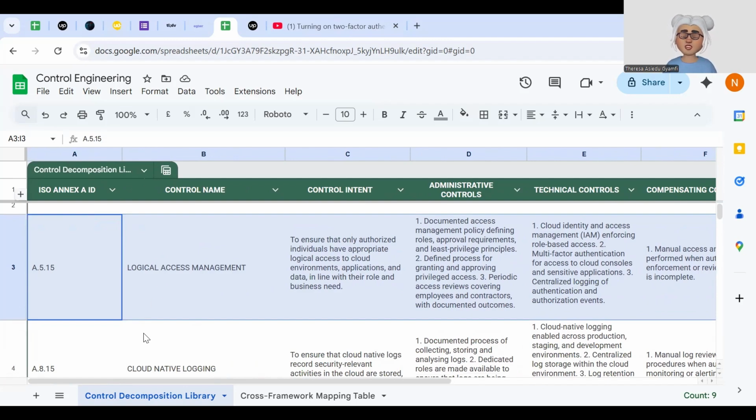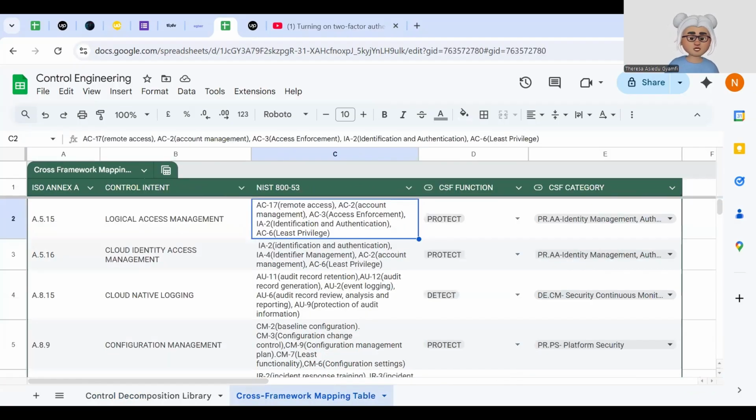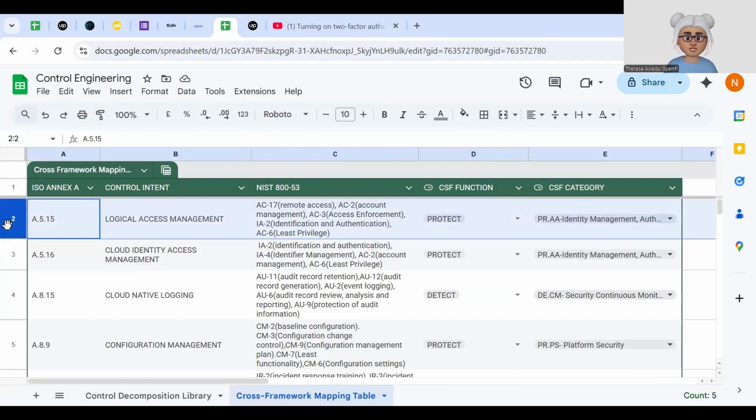How then do we map this control to other frameworks? I was able to map it to NIST CSF and RMF, and let's see how that went. So the next tab, as you can see, the first one is the A5.15 Annex A control, and like I said, the control name is logical access management. Now we are mapping it to NIST 800-53, the RMF, and then we also map it to the CSF.